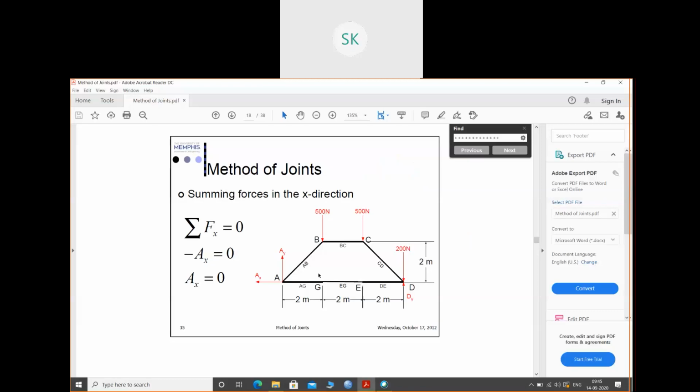Now this part is clear. Are you able to visualize? Please respond. Have you understood how AX equals to 0? Yes, ma'am. Okay, fine. So here we have done one part, summation of Fx equals to 0, so our AX equals to 0.